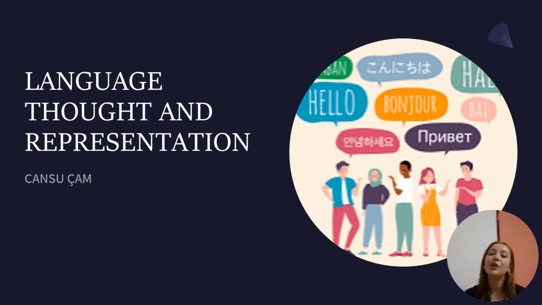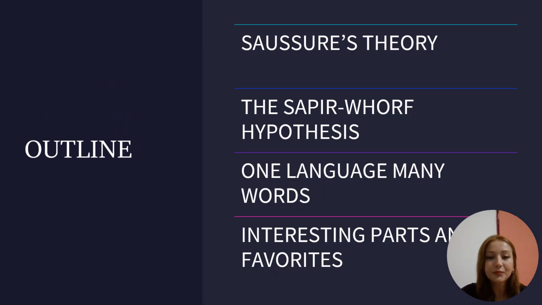Before starting the video, I would like to start with my outline. First things first, we have Saussure's theory and the Sapir-Whorf hypothesis. One language, many words. In my opinion, that part was so interesting and fun. And for ending the video, I would like to talk about the interesting parts of this week's topic, my favorite parts and what I like the most. So let's get started.